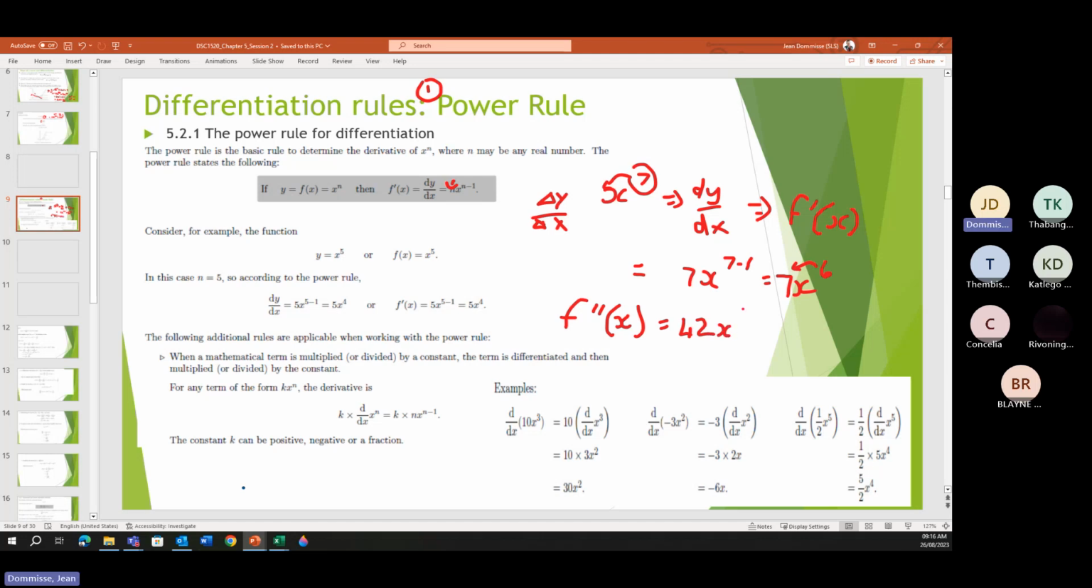And then it will become 6 minus 1. So 42 to the power of x to the power of 5. Okay, so that is nearly for the power rule that it's very simple that we're going to do.